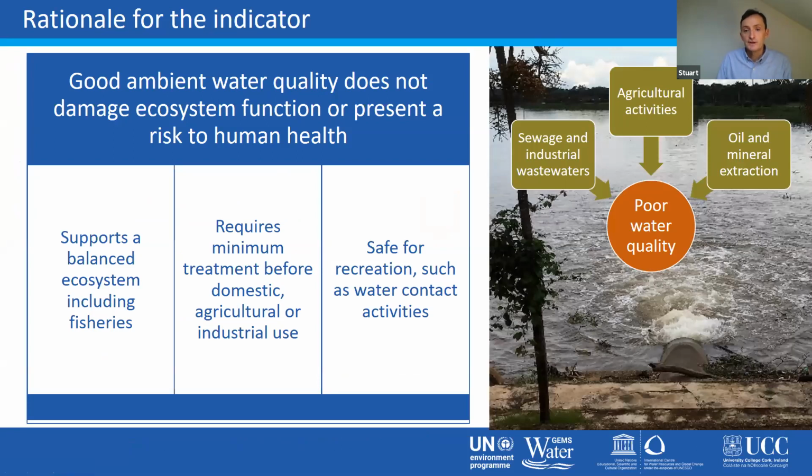So the rationale for the indicator is that good water quality does not damage ecosystem function or present a risk to human health when it's used either directly or for recreational activities. Water quality that is not impacted by human activities supports a balanced ecosystem, has good species diversity, and requires little treatment before use. But many activities, as we all know, such as discharge from untreated wastewater, industrial situations, or agriculture, can impact water quality and result in poor water quality.